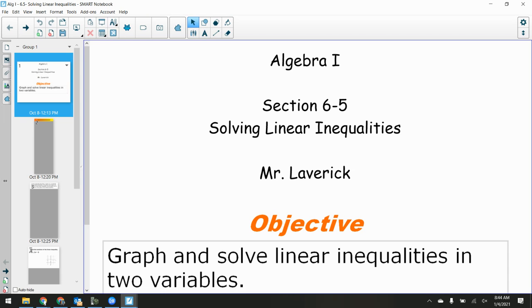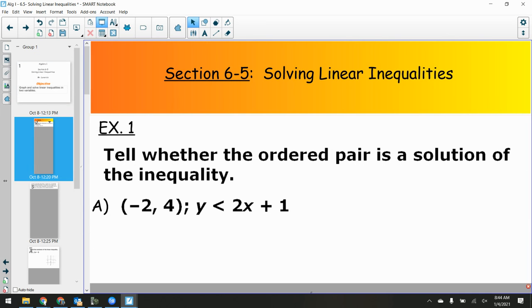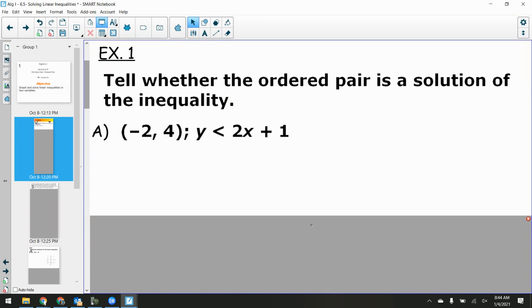Now, the first thing that I want to do is take a look at, is this ordered pair a solution to this linear inequality? Is this ordered pair a solution to this linear inequality? Well, how do you tell if something is a solution? What do you do with that thing? Plug it in. If I wanted to check my answer, test out my answer, all you would have to do is plug it in. So where do I plug it?